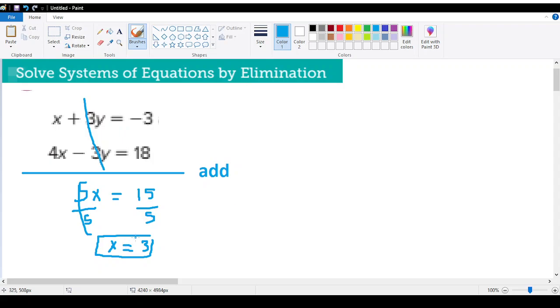So x equals 3. Now we have another variable which is y. In order to know the value of y, we should go back to one of the equations, either the first one or the second one. Now tell me, which equation do you feel is better to go with? First or second? Second. Okay, let's write it here. 4x minus 3y equals 18. Now we will replace the x here.